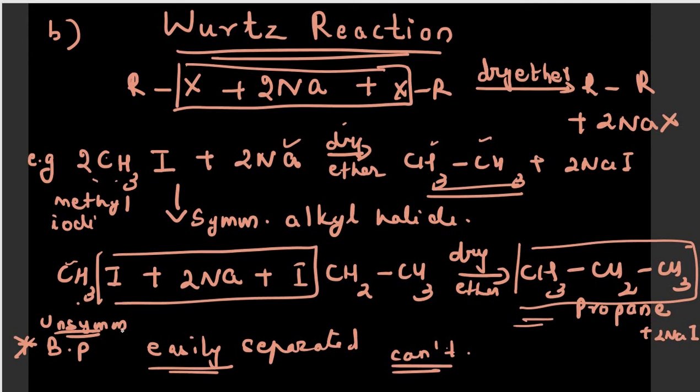Whereas for an unsymmetrical alkane, we are getting an odd number of carbon atoms, and thus their boiling points are very close and they cannot be separated.